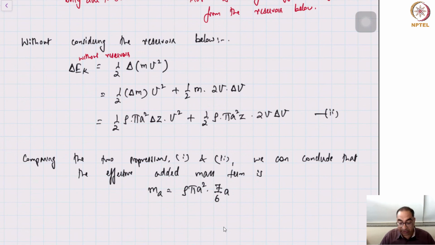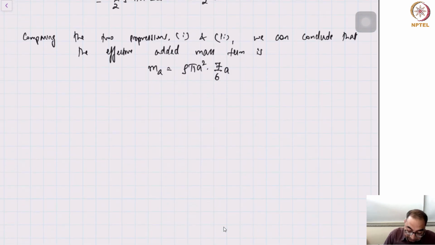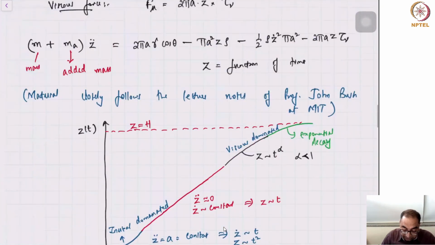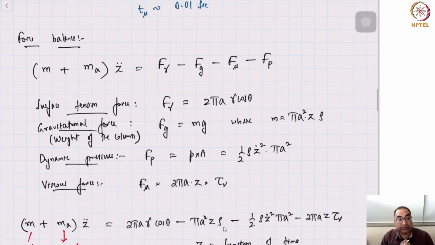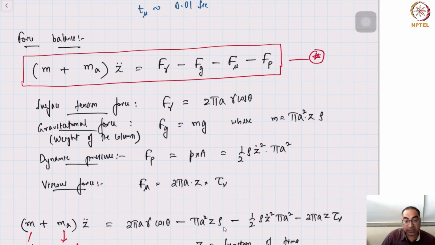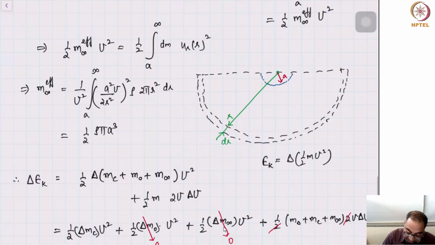Okay. So now I can substitute it into the force balance. So which is the force balance that I want to get into? I've written down the force balance here. I know M, I know MA, and I have all the other terms. Okay. Now let's call this equation a star. And I want to substitute my added mass term into that star. Okay.